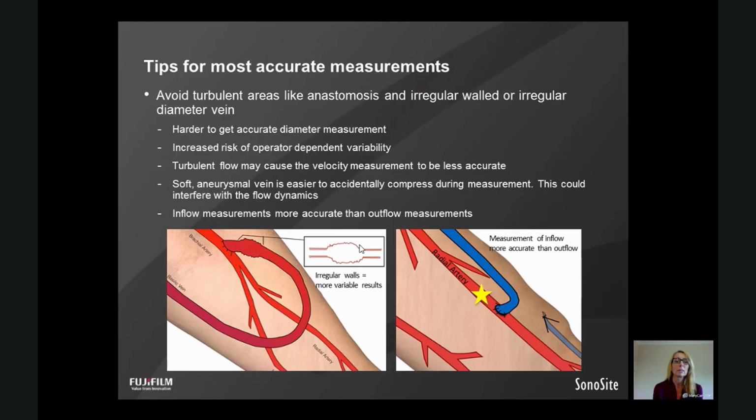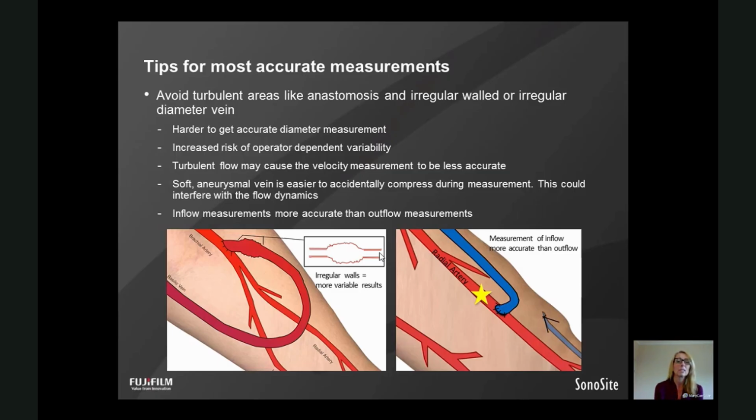Turbulent flow may also cause the velocity measurement to be less accurate. So again, if the blood is travelling along the vessel, and then it starts to roll around in these wider walled areas, it's not going to be as accurate as if it's travelling in a straight line towards and away from the probe. So it's important that we try to pick areas where there's less turbulent flow and make sure that we're really getting the best velocity measurements.